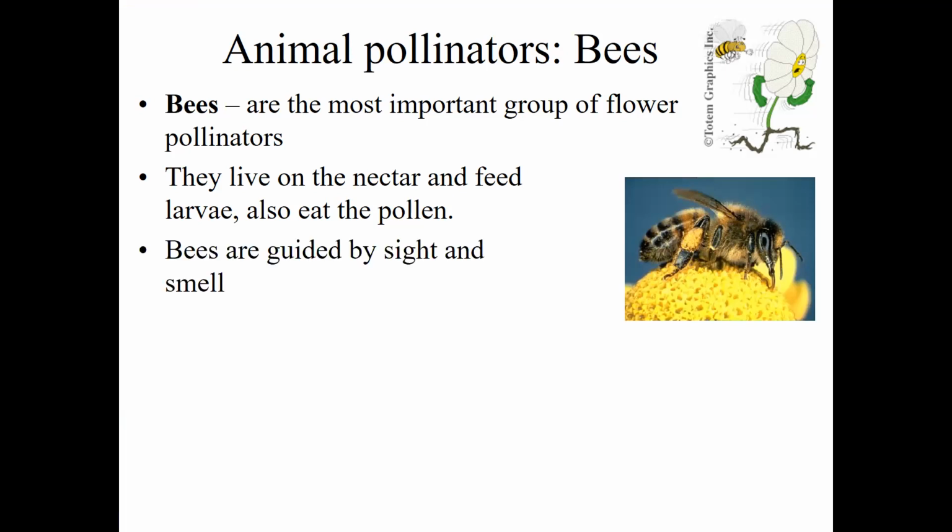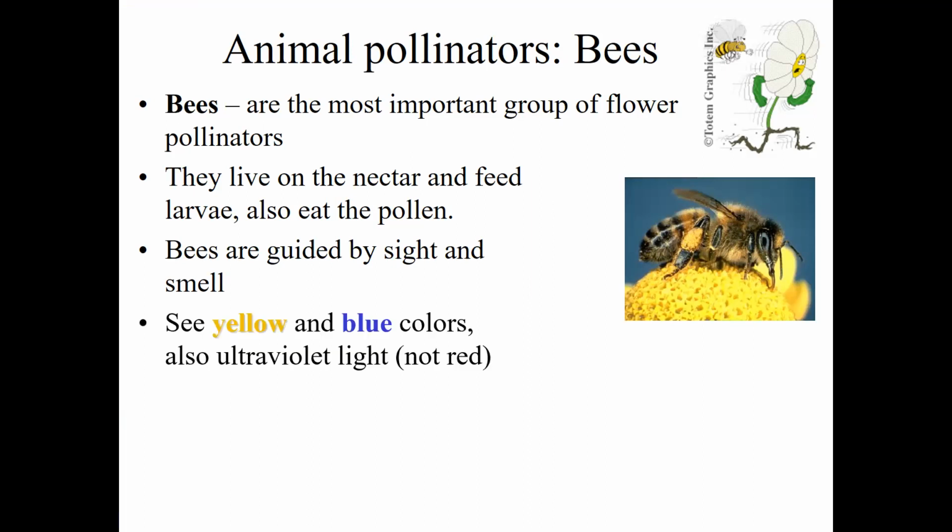Bees are guided by sight and smell. Very interesting how bees find the right flower. They have a powerful sensing system to smell. That means aroma is one of the clues that guide them. Another is the color of the flower. Bee has a good vision. Bee can see yellow and blue colors. Also ultraviolet light, not red.